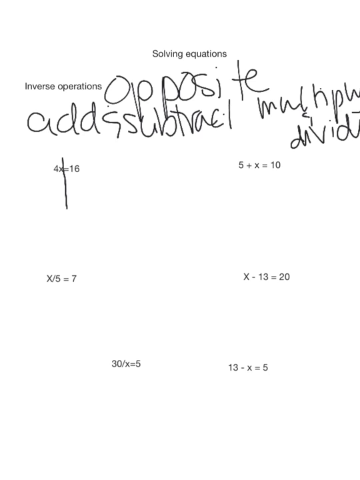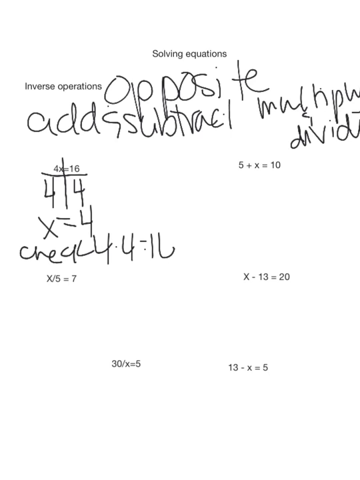Remember, a number next to a letter means to multiply. So I actually need to divide because the opposite of multiplication is division. So I divide by 4 on each side and I get x equals 16 divided by 4, which is 4. And I can check my answer by taking 4 times 4 to get 16.